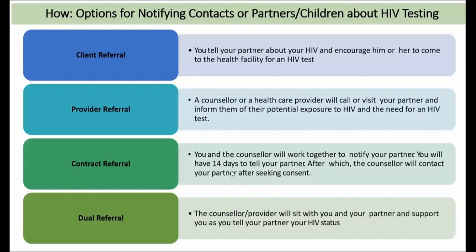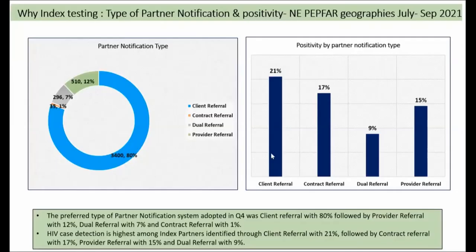And the fourth way is dual referral, where the index case is saying, okay, I am not very comfortable. I want your support in telling my partner. So please accompany me, and we will discuss as a team with my partner about the importance of HIV testing and status. So accordingly, the client can choose any one of the four strategies for informing their partner or children about the importance of HIV testing. These are the four different ways.